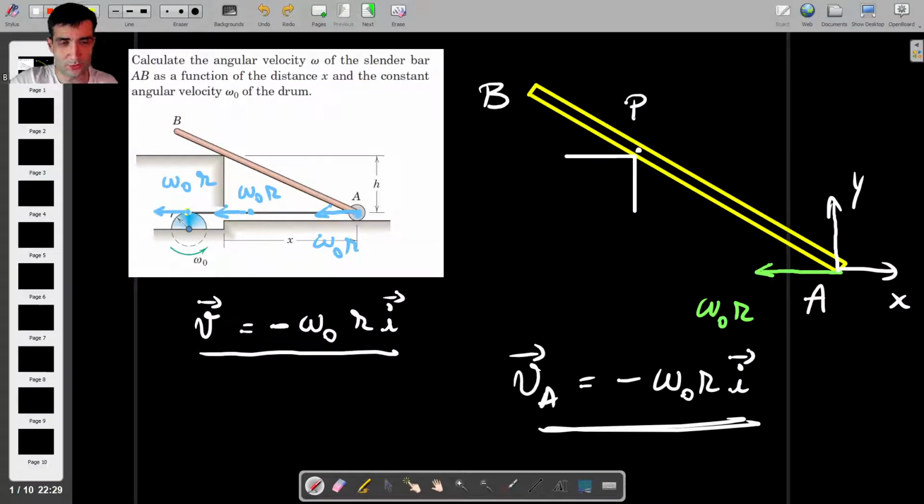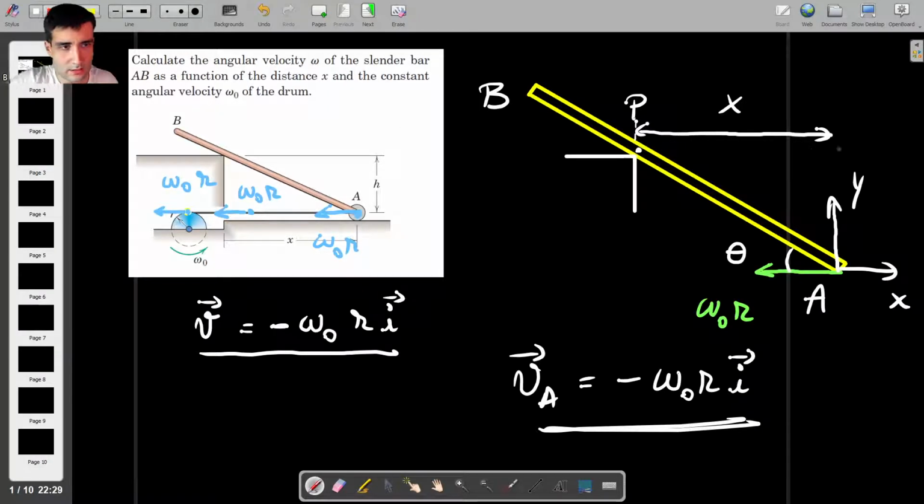Okay, and here's how we do this. First of all, we don't really know this angle here, but it's okay because we know a couple of other things. Namely, we know this distance that we call x. So this is the horizontal distance from point P to point A. So this is x. That's what we're given.